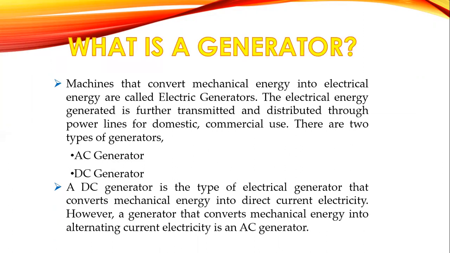What is a generator? Machines that convert mechanical energy into electrical energy are called electric generators. The electrical energy generated is further transmitted and distributed to power lines for domestic and commercial use. There are two types of generators: one, AC generator; two, DC generator.